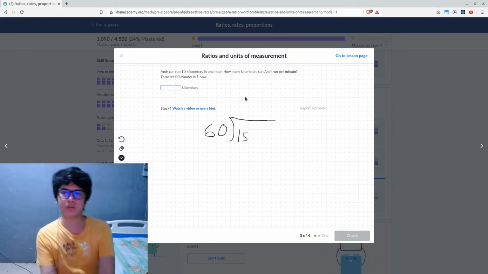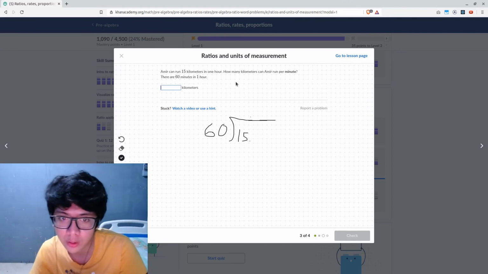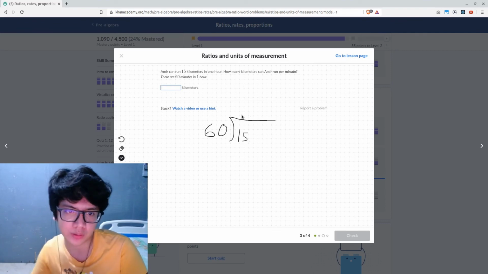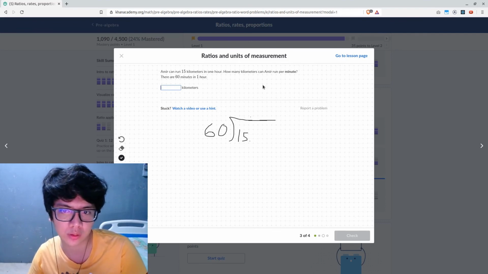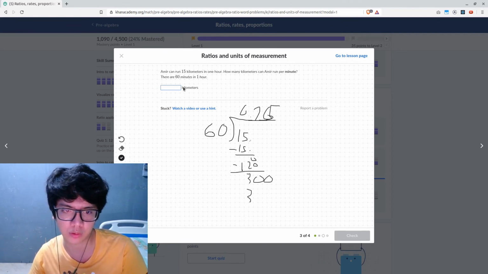Oh wow, this is divided by 4 in 1 hour, actually per minute. That's 60. Well, we got 0. 2, 120 with 30, 300, 6, 45.